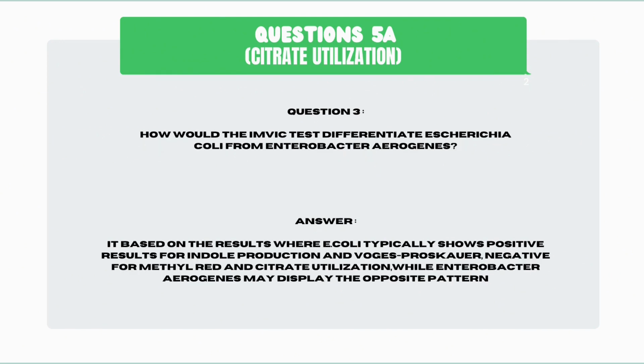Question number 3. How would the IMViC test differentiate Escherichia coli from Enterobacter aerogenes? The IMViC test differentiates Escherichia coli from Enterobacter aerogenes based on various results. E. coli typically shows positive results for indole production and methyl red, and negative for Voges-Proskauer and citrate utilization, while Enterobacter aerogenes may display the opposite pattern.